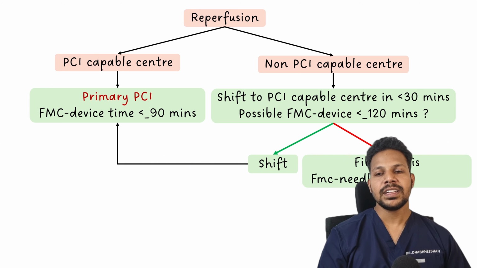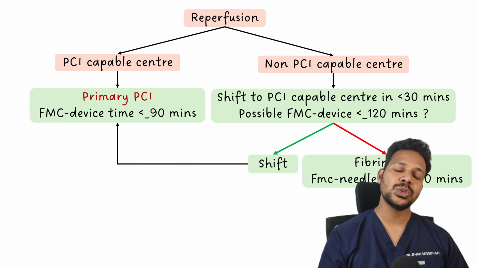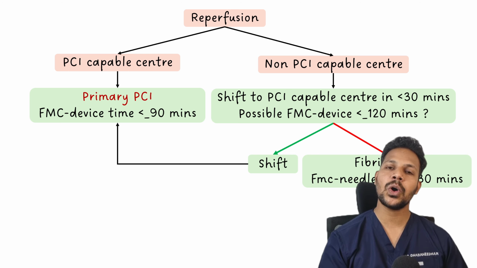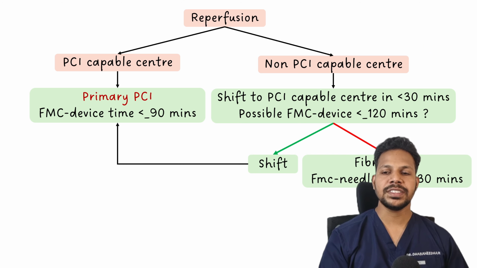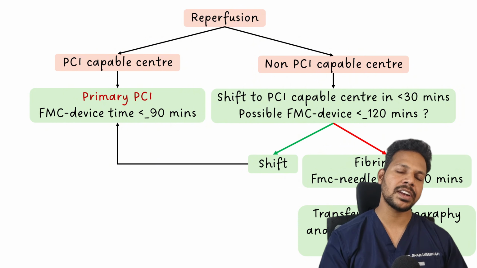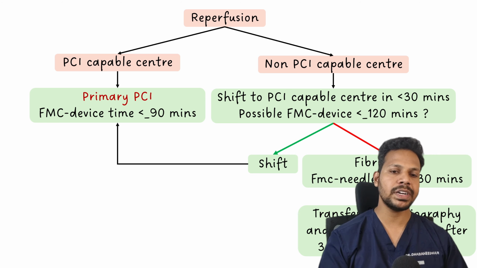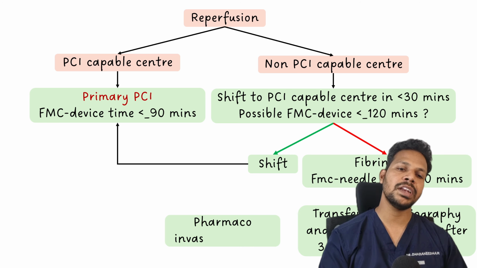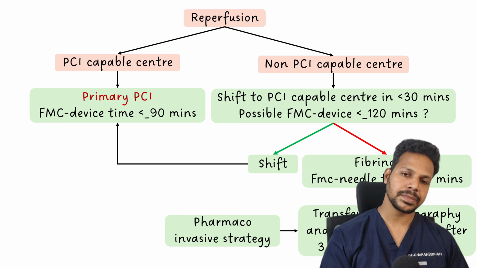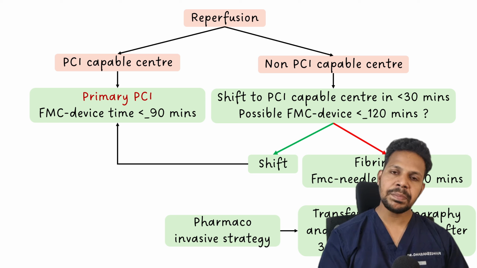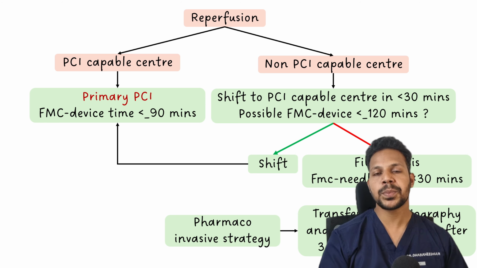Here as well, you should maintain the first medical contact to needle time, that is introduction of needle, to less than 30 minutes. And after the fibrinolysis, shift the patient for angiography and revascularization after 3 hours but before 24 hours, between 3 hours and 24 hours. This is called the pharmaco-invasive strategy. We have already given the pharmacological drugs, and you also want to send the patient to a bigger hospital where there is provision for PCI or CABG for reperfusion.